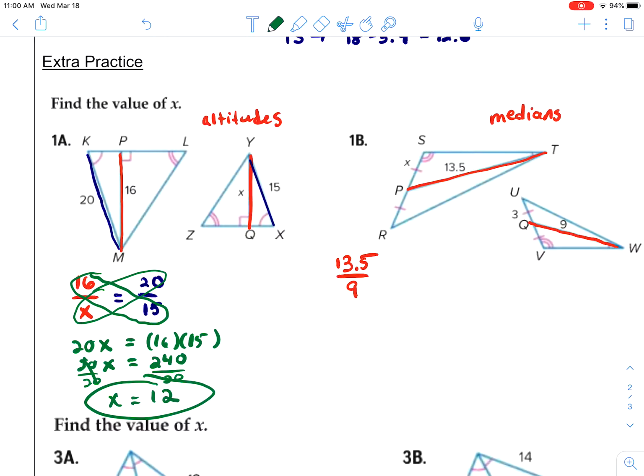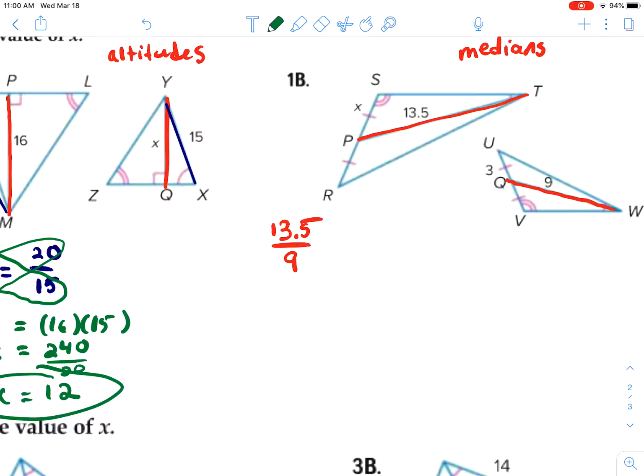All right, so we've got a 3 and an x here. Let's make sure the corresponding parts are the same. So just to be clear here, if that is x up here on SP, then we have x for RP as well. And then if UQ is 3, then VQ is also 3. So technically, if I'm matching up the corresponding parts, then I'm looking at x, and notice it's over by this angle S here, so I'm going to compare that to the 3 over here. So technically, those are the corresponding parts. And so x over 3.